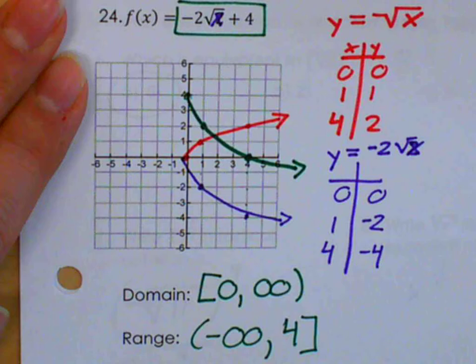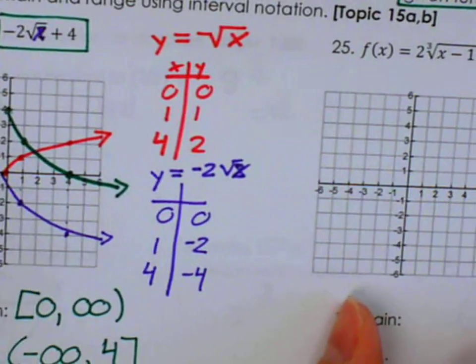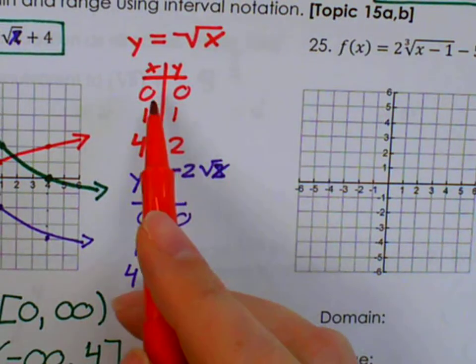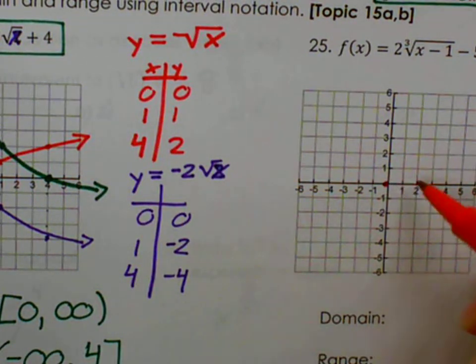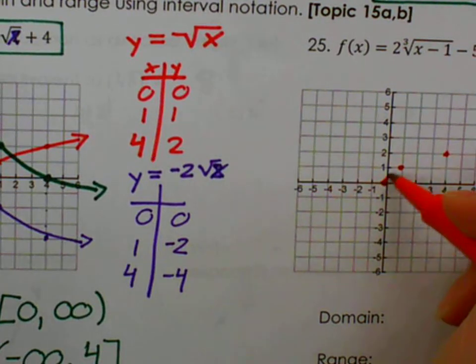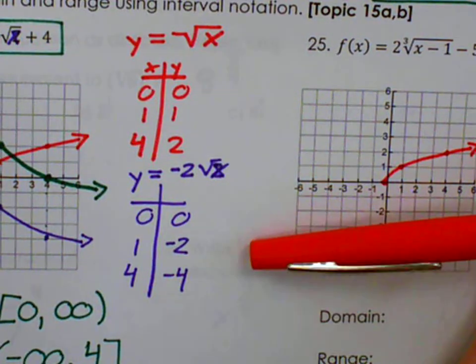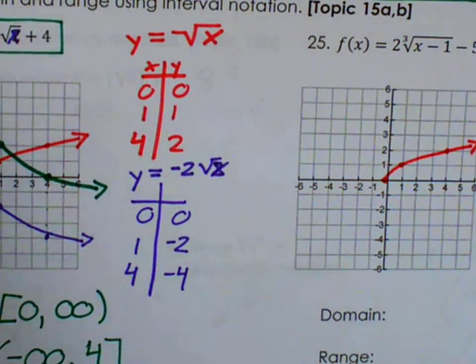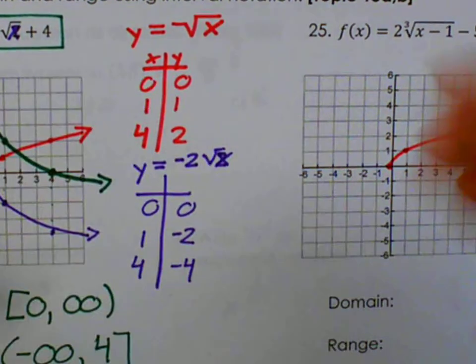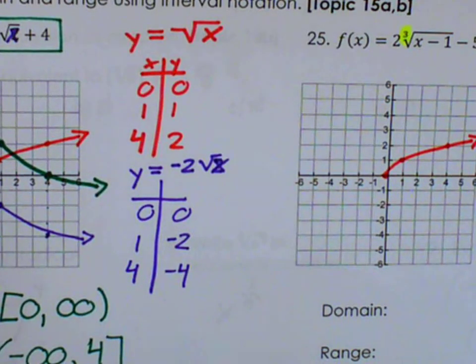All right, let's try the next one. So again, on this next one, just graphing the parent function, it's the same thing. If I just graph the parent function, I have 0, 0, 1, 1, and 4, 2. So that's just my basic parent function. Oh, no, sorry, it's cube root. Oh, I gotta pay attention. Okay, cube root. That is not my basic.